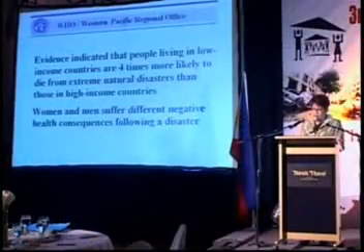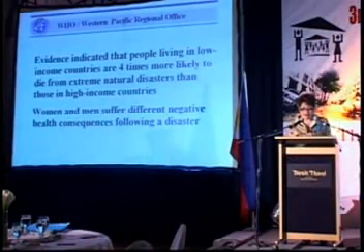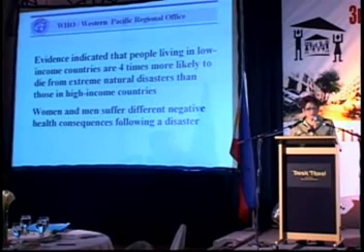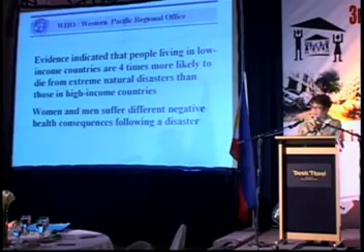Next slide. The ultimate goal of the campaign is to make sure that the assistance and the protection we provide meets the needs of all the population equally, and that those most affected by a disaster receive the support they need. However, this is not easy to achieve. There has been more and more evidence indicating that people living in low-income countries are 4 times more likely to die from extreme natural disasters than those in high-income countries.